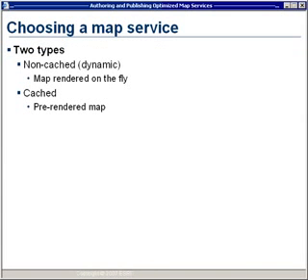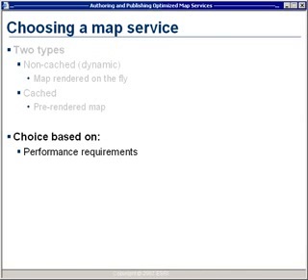There are two types of map services: non-cached, sometimes referred to as dynamic, and cached. In the case of a dynamic service, the required maps are generated on demand. For a cached service, the map has actually been pre-rendered and is retrieved. The choice of service type is based primarily on performance. Cached map services will provide the best performance.